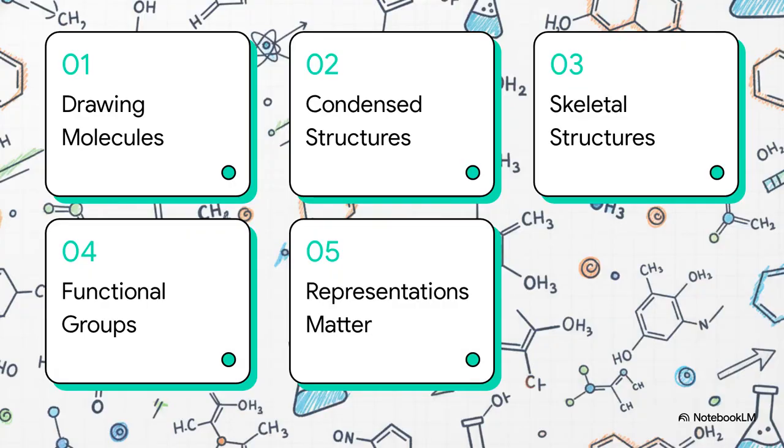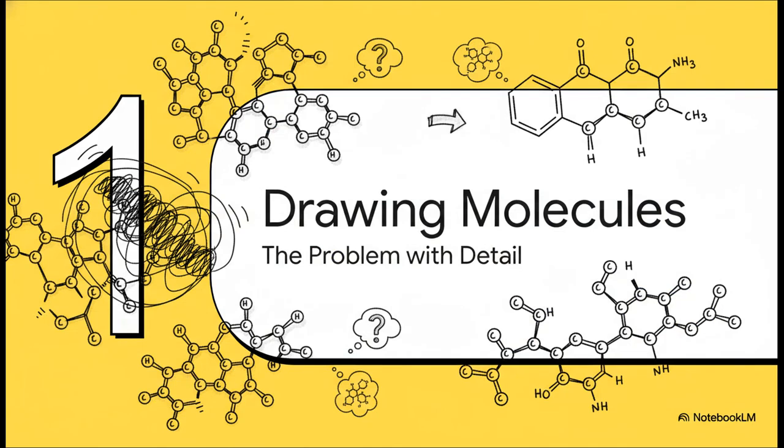So here's what we're going to cover. First, we'll talk about why drawing everything out is a problem. Then, we'll look at the first fix, called condensed structures, before moving on to the ultimate shortcut, skeletal structures. After that, we'll get into how we can add meaning by finding the most important parts of a molecule, and we'll finish up by talking about why it's so important to pick the right kind of drawing for the right situation. All right, so let's start with the challenge itself.